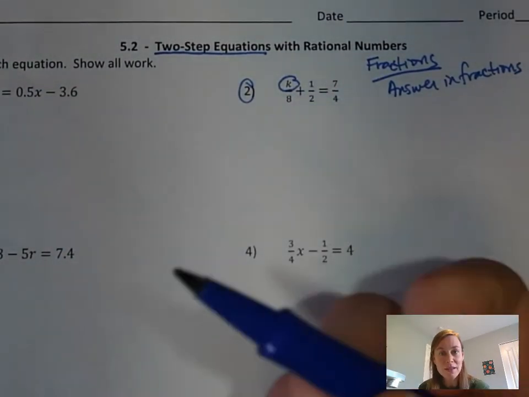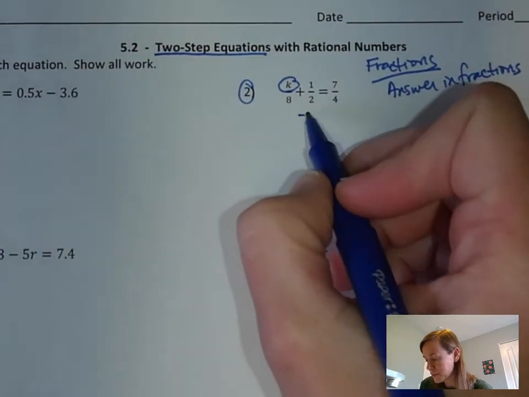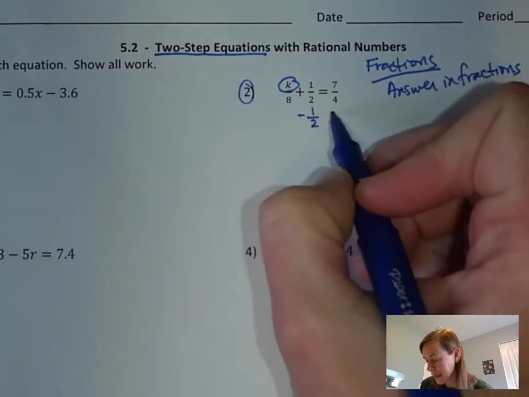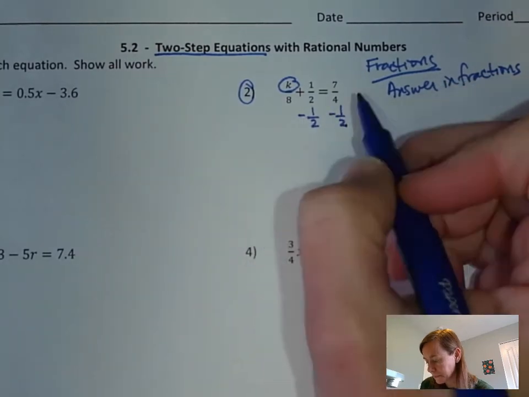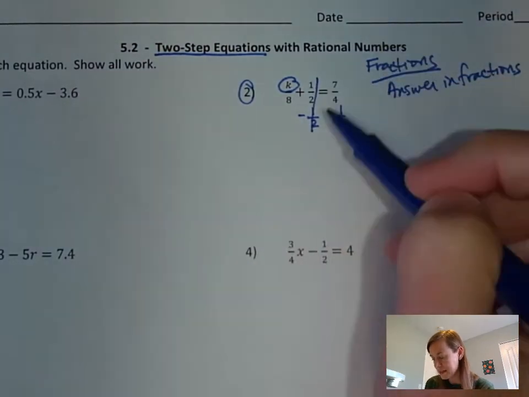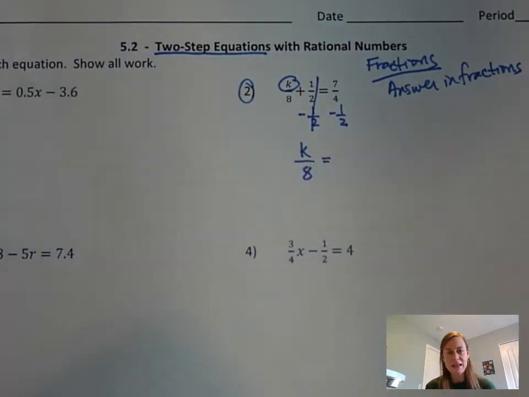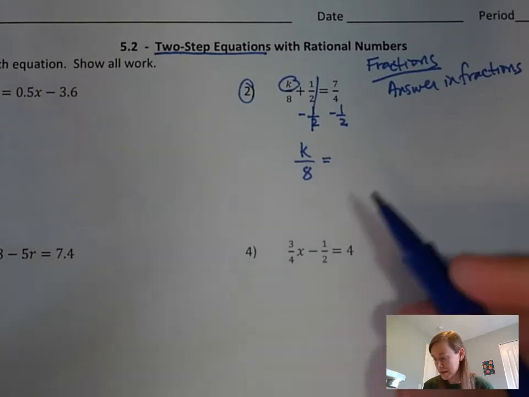How are we going to get rid of it? We're going to subtract it because right now it's being added to the k over 8. So subtract 1/2 from both sides. This is going to just cancel out to 0, and you're going to be left with k over 8 equals, and now you can choose to do it by hand or use your calculator. I'm going to do it by hand because it doesn't look too bad.